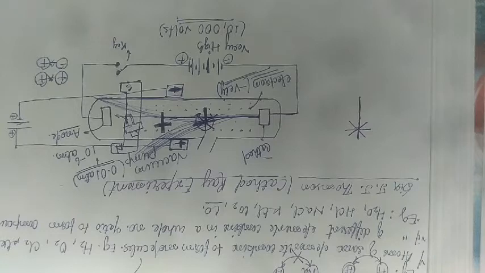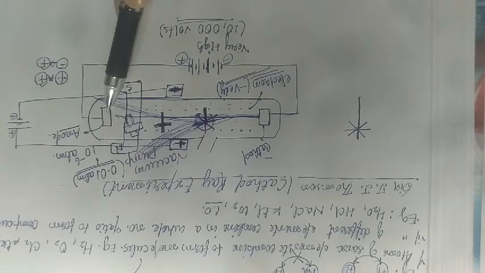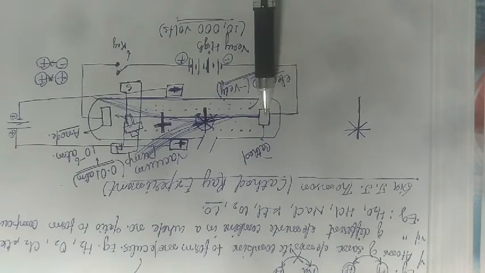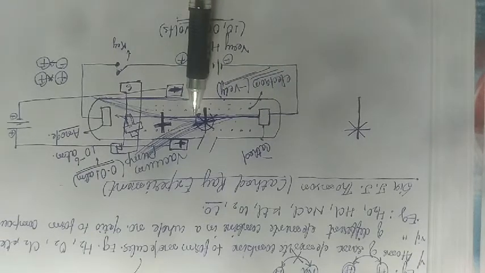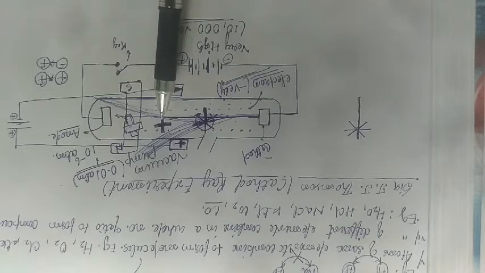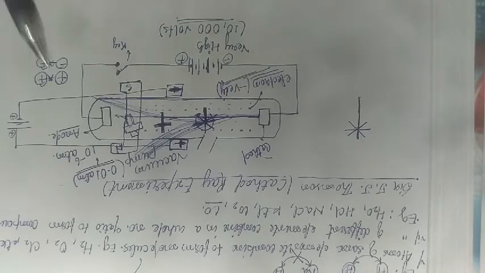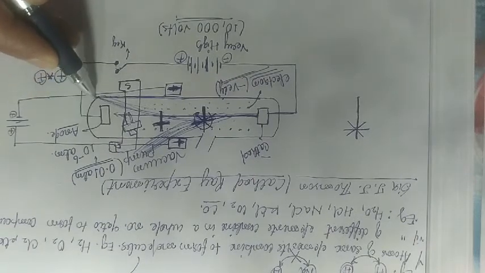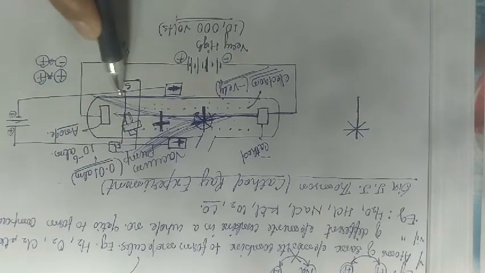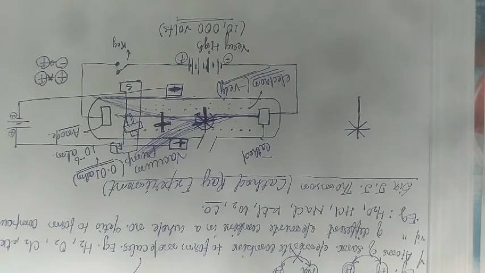First thing we can conclude: cathode rays start from the cathode here and move towards the anode. Number two, these rays are invisible but cause fluorescent material to glow when hit by them. What I told you previously: if any fluorescent material is here, suppose this tube is made up of fluorescent material, then it will glow.